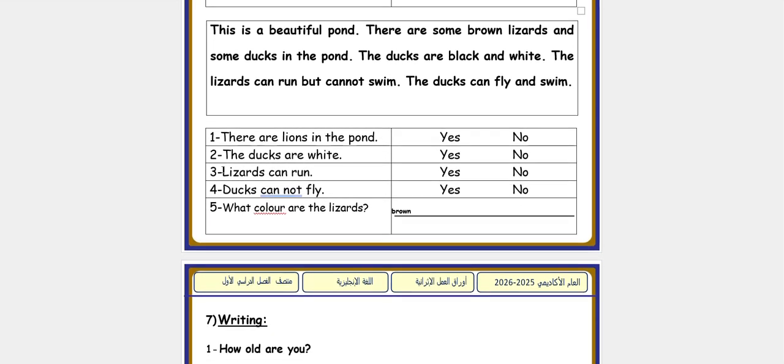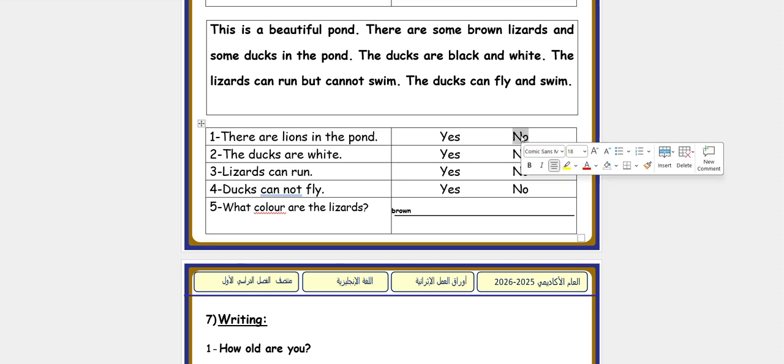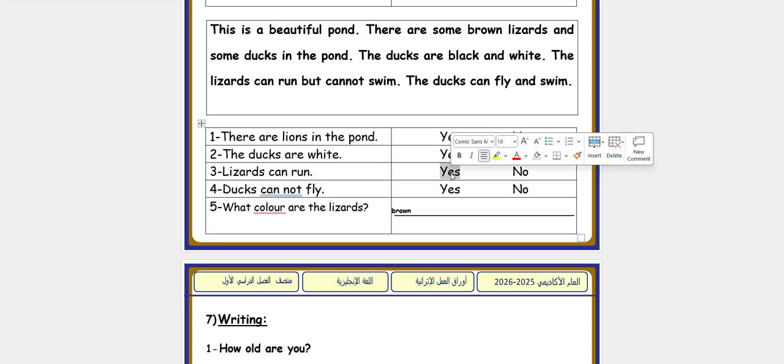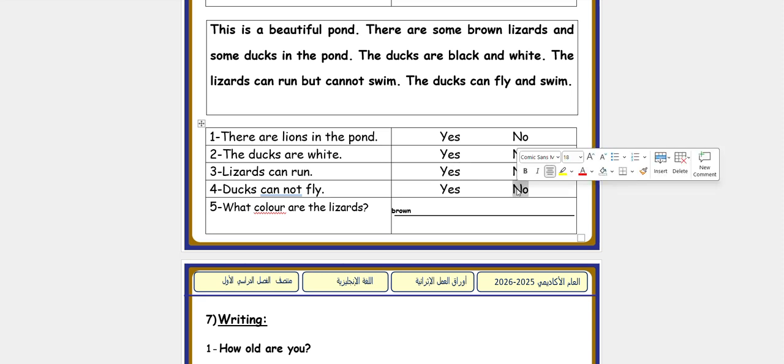Okay, next question. There are lions in the pond. No, there are some brown lizards. No, there aren't any lions in the pond. The ducks are white. Yeah, that's true. Ducks are white, so I put a circle around yes. Lizards can run. Can a lizard run? Yes, they can run, so we put a circle around run. Ducks cannot fly. No, that's not true. Ducks can fly, so we choose no. What color are the lizards? It's brown.